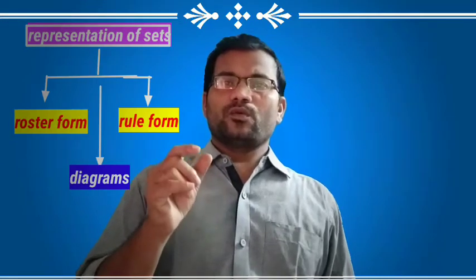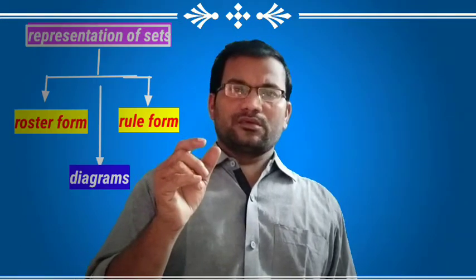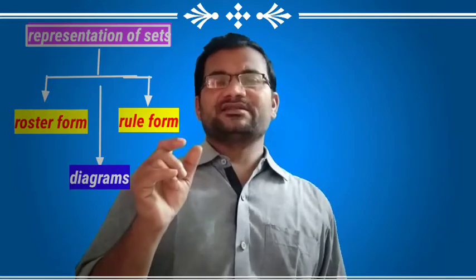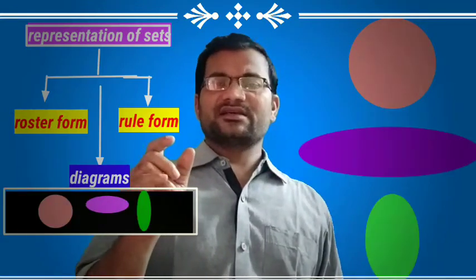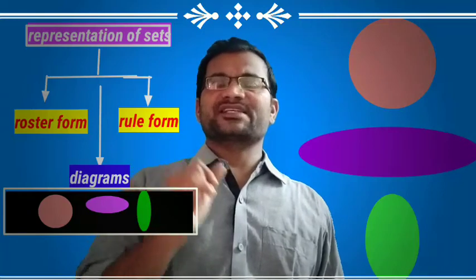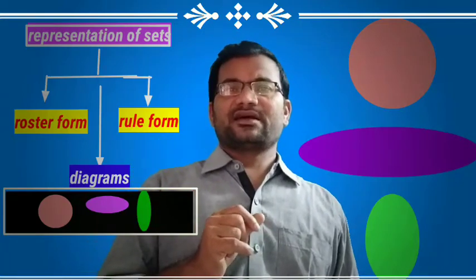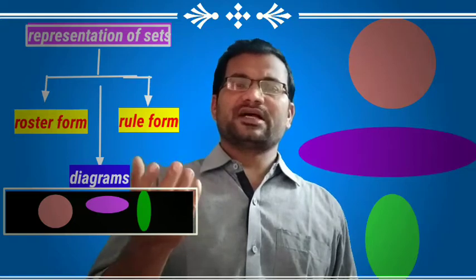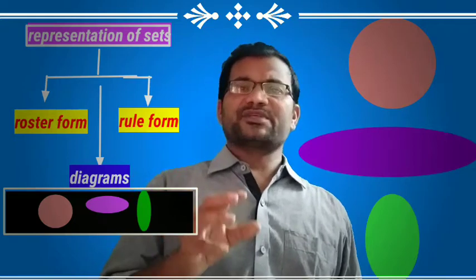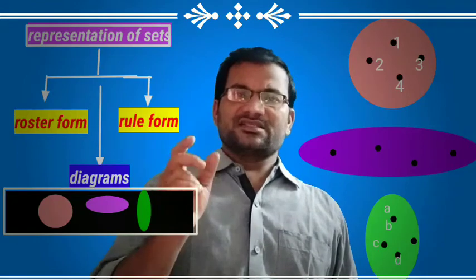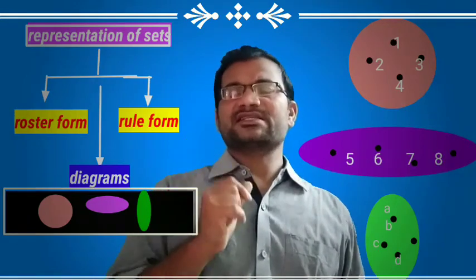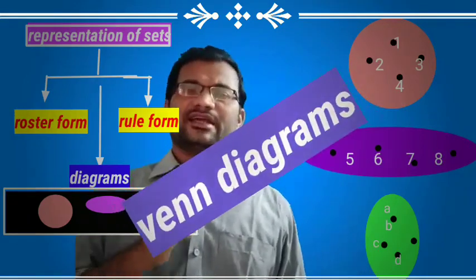Generally, simple closed figures such as circles and ovals, etc. are used to represent sets. And the elements or members of sets are represented by points inside the figure. Such type of representation of sets is called Venn diagrams.